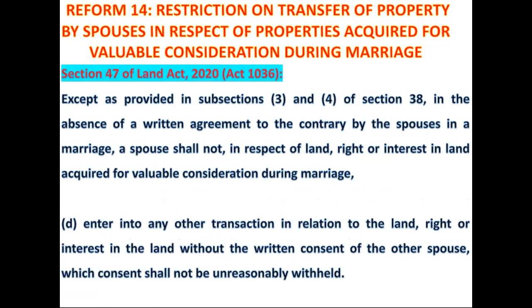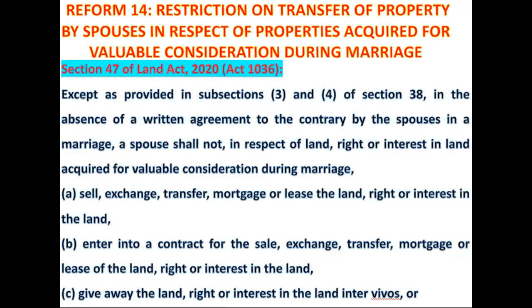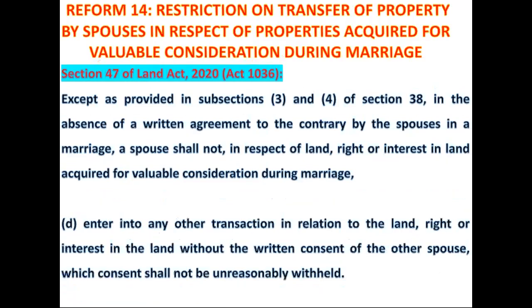What does this mean? This is flowing from section 38, which says that if you acquire land during the pendency of the marriage, then both spouses shall be deemed to be parties to the conveyance. And if one person alone goes to buy it and refuses to involve the other party to sign, then the person who buys it will be deemed to be holding it in trust for the other spouse. Now, because you're holding it in trust, the law is saying that before you sell, before you enter into a contract for sale, you must make sure that you have sought the written consent of the other spouse. And I think I can understand why this law is there.